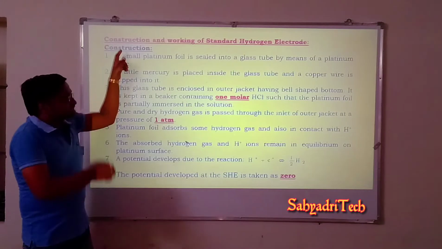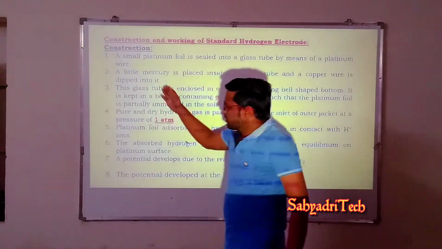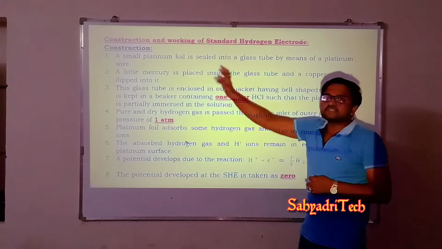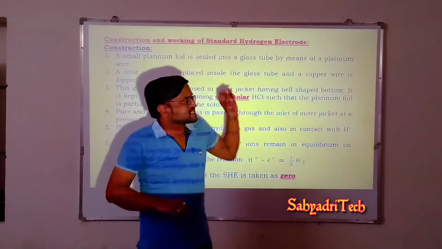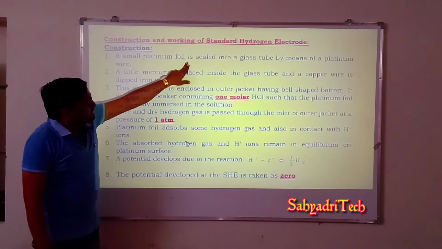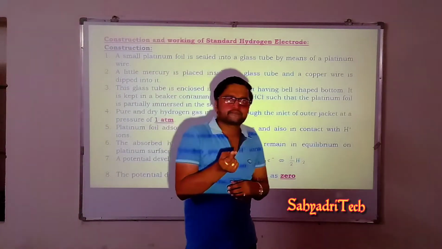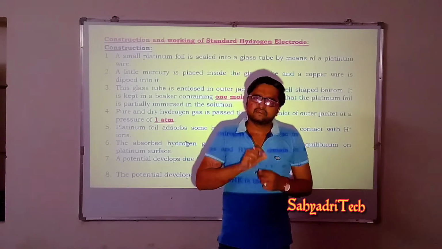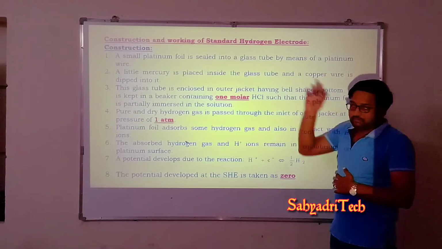Here, when you consider the construction part, it can be explained by considering the following points. I have made 8 points by which we can consider the construction of a SHE, standard hydrogen electrode. So what does the first point say? A small platinum foil is sealed into a glass tube. Means there is a platinum foil. It is sealed into a thin glass tube, and by means of a platinum wire.